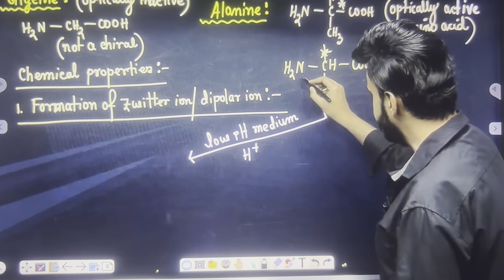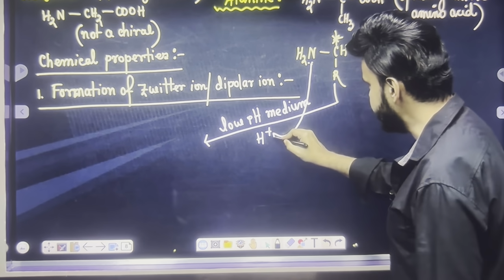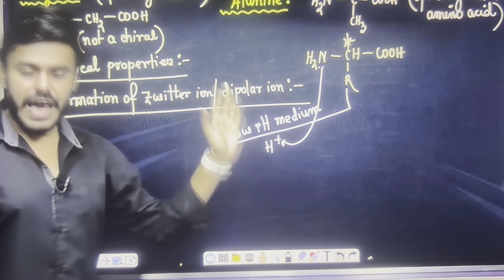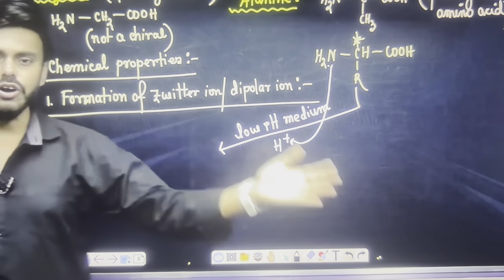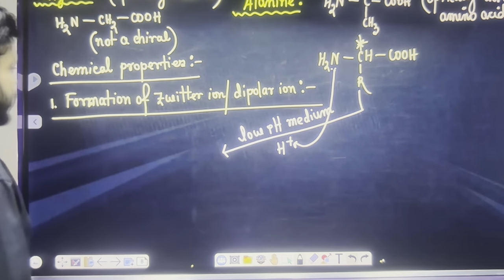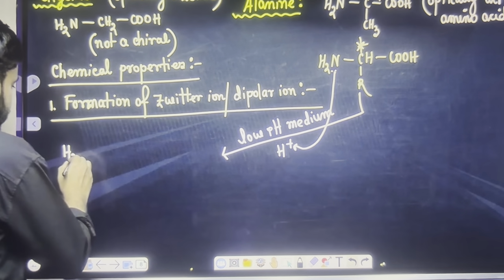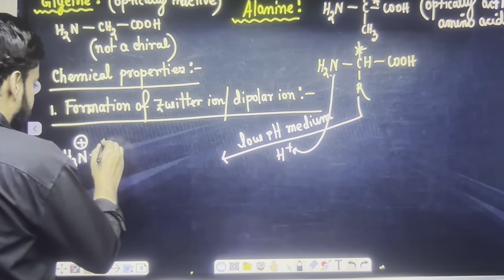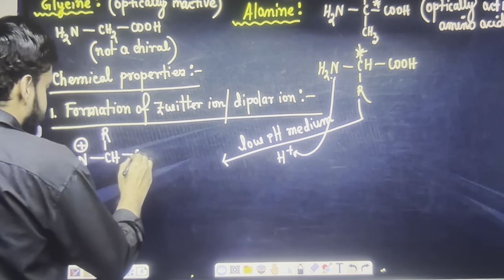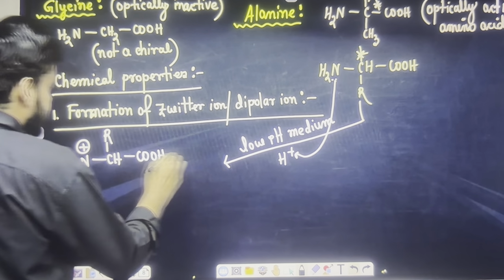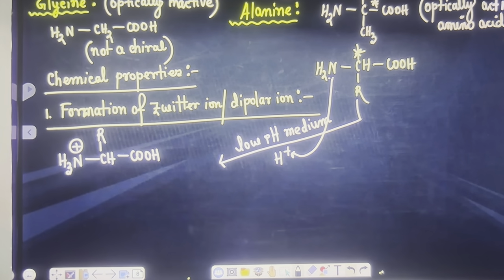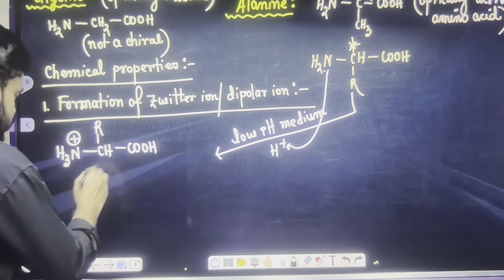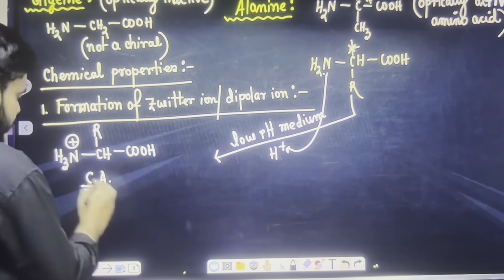The nitrogen will use the lone pair to catch the H plus. Whenever a base accepts a proton, it will be converted to its conjugate acid. So it will be NH3 plus, then CHR, and then COOH. This is the conjugate acid of the amino acids.